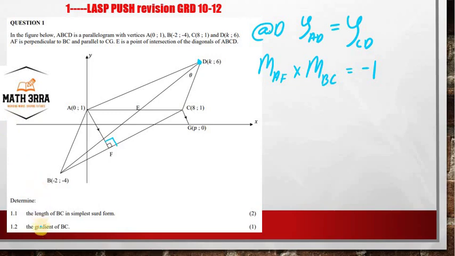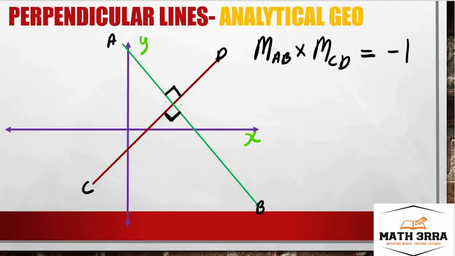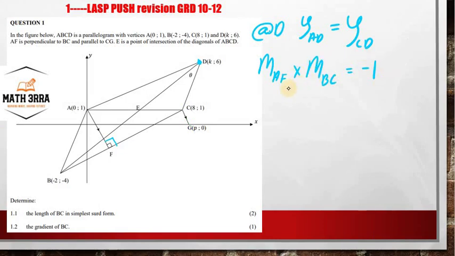Why are we saying this? Because we know already that when we have two lines that are perpendicular to each other, meeting at 90 degrees, the product of their gradients is always equal to -1. That's exactly the deduction we came to: if we multiply the gradient of AF and the gradient of BC, they should give us -1, seeing as the two lines are perpendicular to each other.